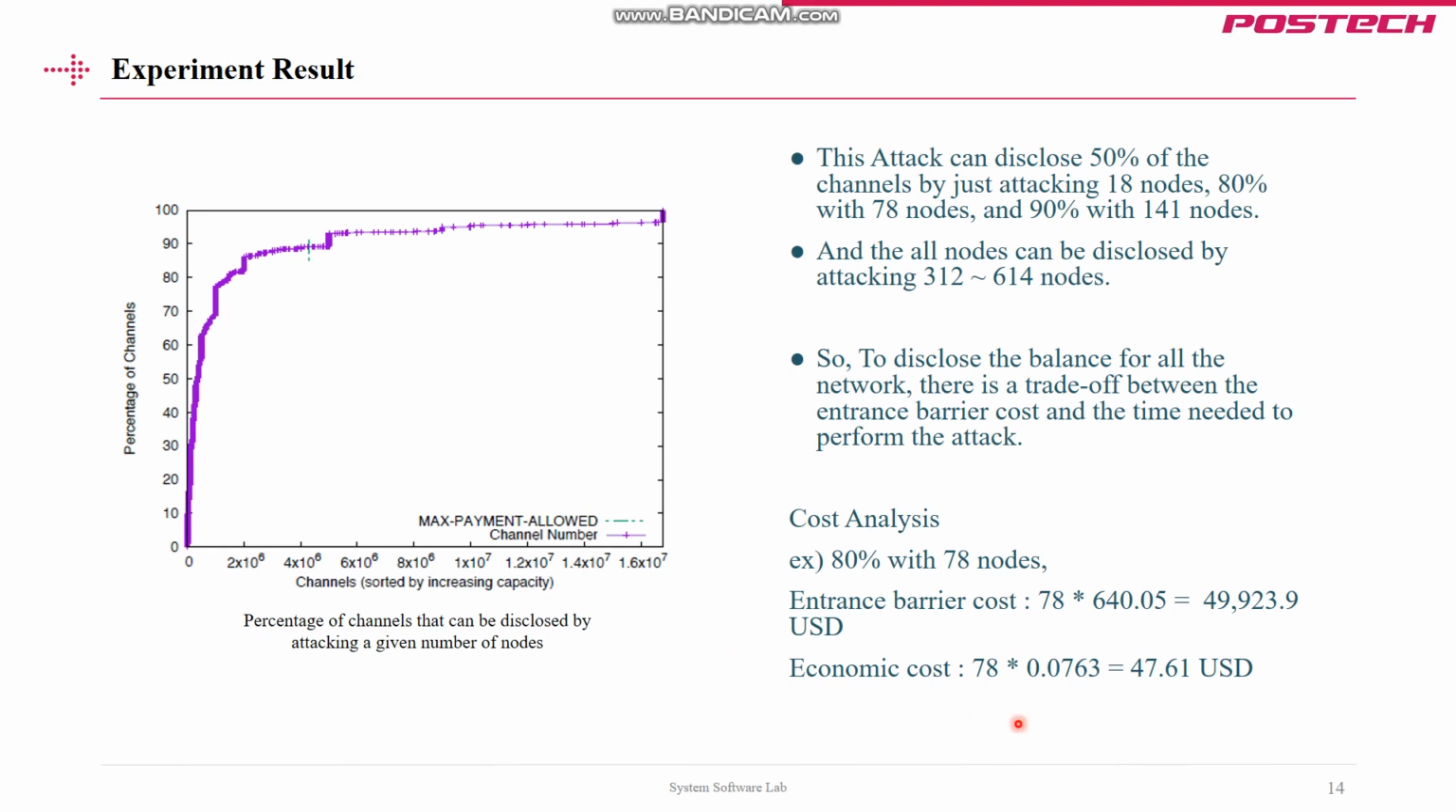So this is a cost analysis. For example, 80% with 78 nodes, and this is a graph of the percentage of the channels that can be disclosed by attacking a given number of nodes. You can see this figure.